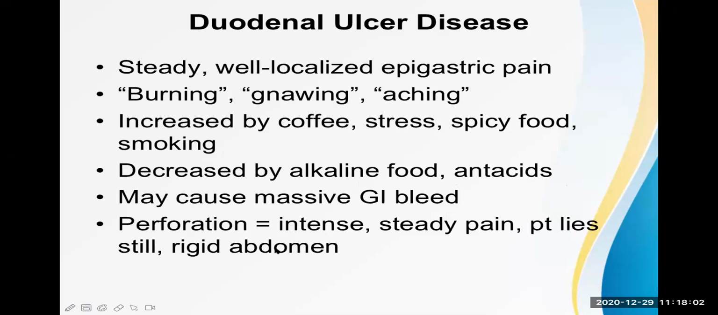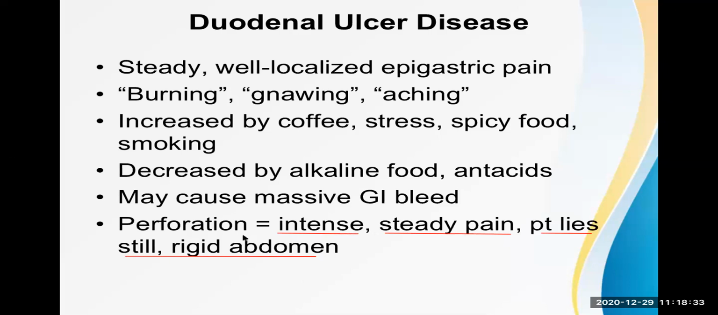And one of the very important complication is it can perforate. And when it perforates, the pain is very intense. Okay, the pain is very intense, means very severe pain. And it's a constant type of pain now because generalized peritonitis has already happened. Patient lies very still with rigid abdomen. Okay, this rigid abdomen is a feature of peritonitis.